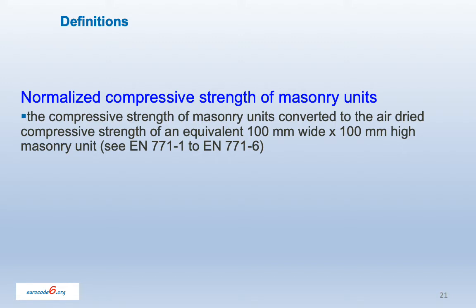Another important aspect of structural design is the normalized compressive strength of a masonry unit. This is obtained by taking the compressive strength of the unit tested as a whole unit in the normal way, converting it to air dried, and then converting it to be equivalent to the compressive strength of a 100 millimeter wide by 100 millimeter high masonry unit. By normalizing unit strengths in this way, the resultant design is independent of the shape of the masonry unit, and any masonry unit may be used providing the normalized strength requirement is met.